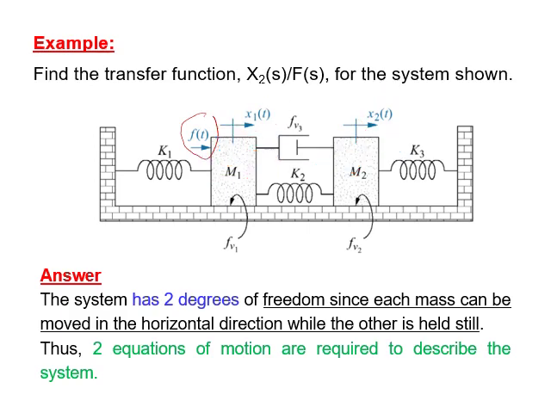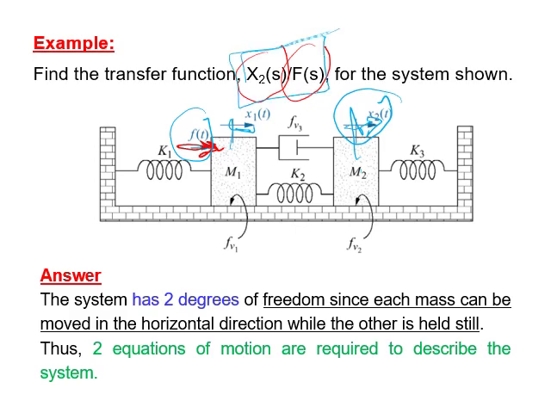Let us look at the example and check what exactly we need to calculate here. In this example, he asked us to calculate x2 over F. As I mentioned, we have one input with two outputs. This is output number 1, this is output number 2. But he wants to get output number 2 divided by the input. That's how I am going to consider the system. So he asked us to calculate x2 over F.